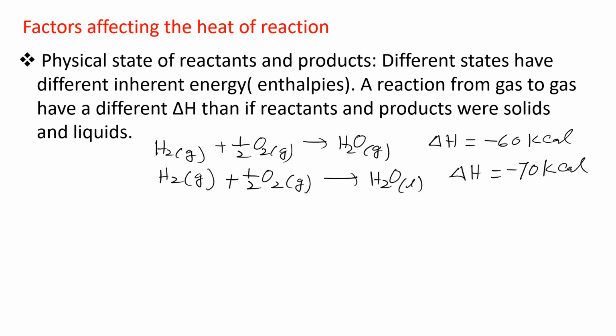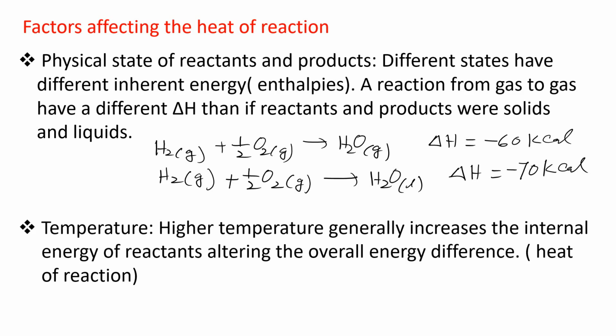Why? Here the product is gaseous water, and here the product is liquid, but the substance is the same, both are water. Then why this difference? Here the gaseous product is formed, which is condensed to liquid water, whereby energy is released. That means 10 kilocalorie of extra energy is released. So it depends on the physical state of the reactants and products.